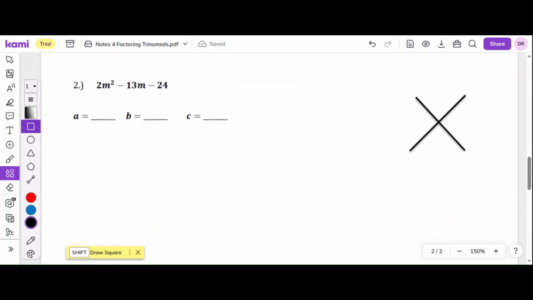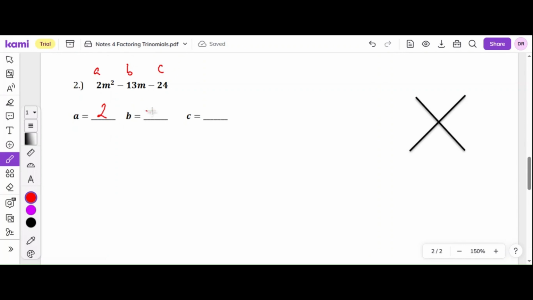It's very repetitive. You notice the setup's the same. We just have new numbers. So let's take a look here. The values of a, b, and c again. We have 2m squared minus 13m minus 24. So a is 2, b is negative 13, c is negative 24. So we've got those. We'll use them in the exact same way again.